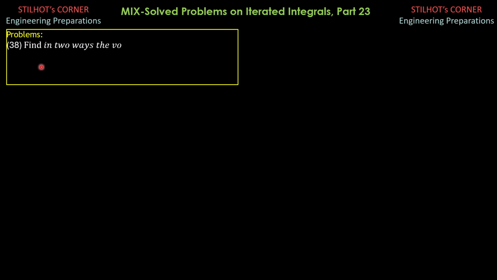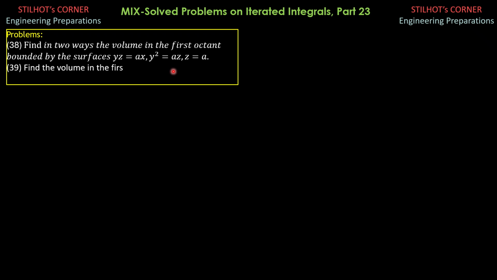Find in two ways the volume in the first octant bounded by the surfaces yz equals ax, y squared equals az, and z equals a. So the height of the solid would be yz over a. And let's have the area of the base, or of the region on the yz plane.